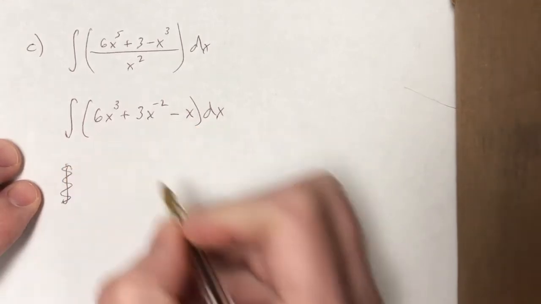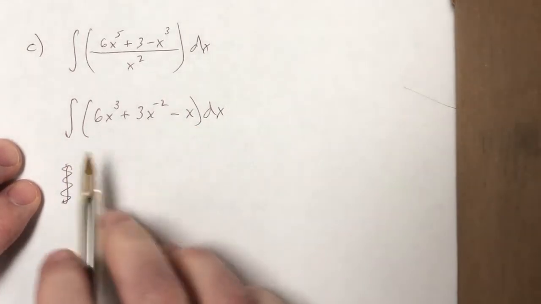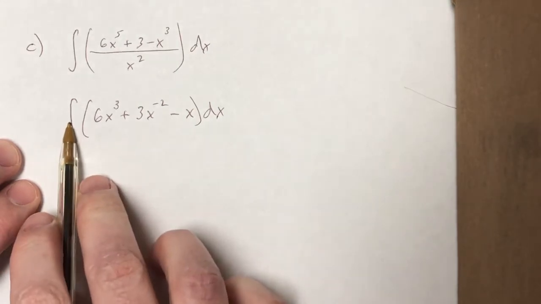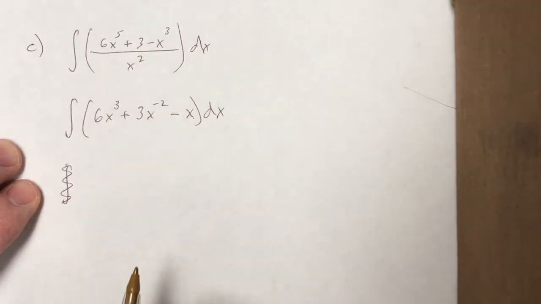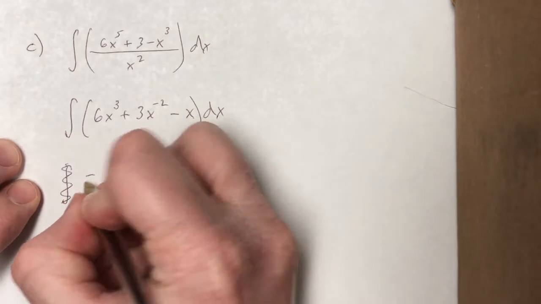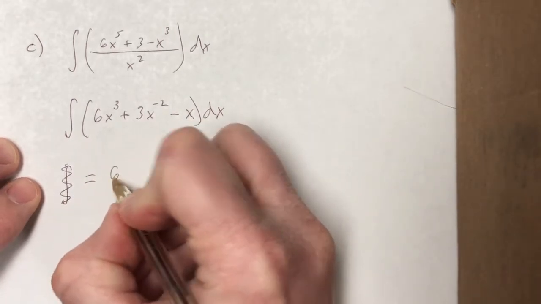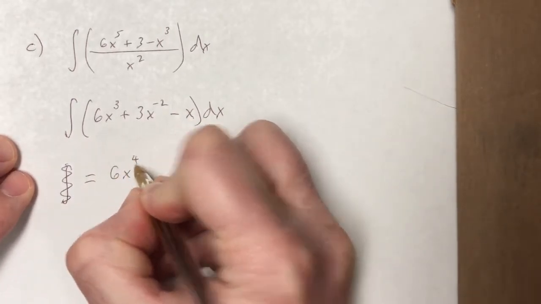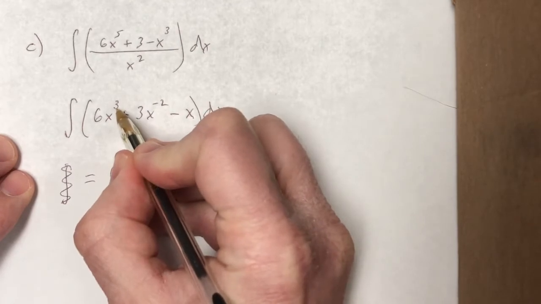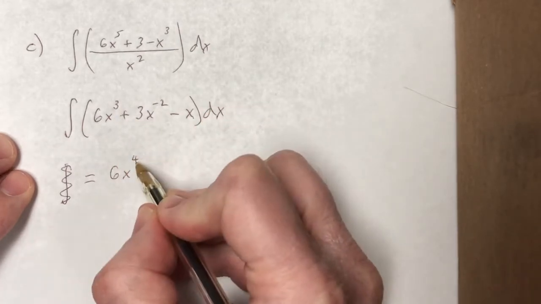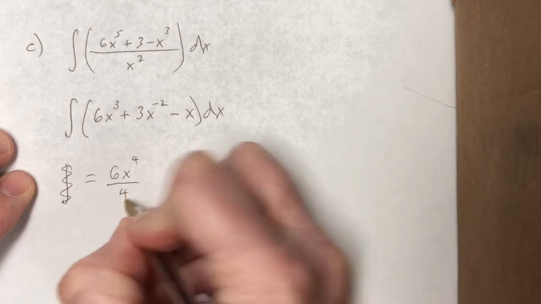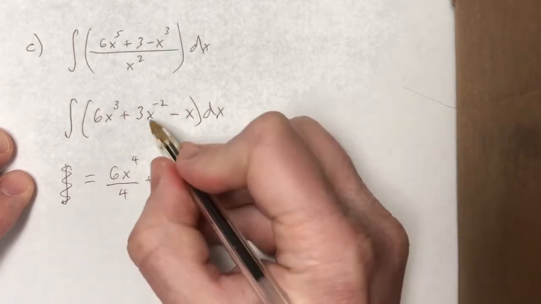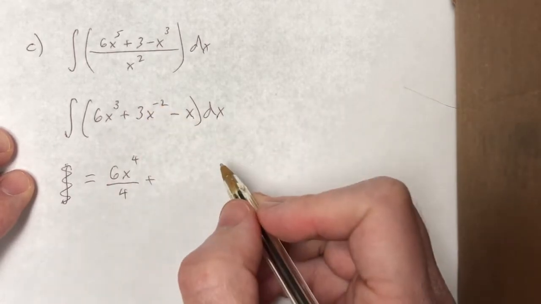So I don't know why I wrote that. What we can do now is actually apply what this symbol means to each of these terms. So here's what we get. We get 6x, add 1 to the 3, do that always first. Add 1 to the 3, get 4, and then divide by that new exponent. You're just going to go term by term.